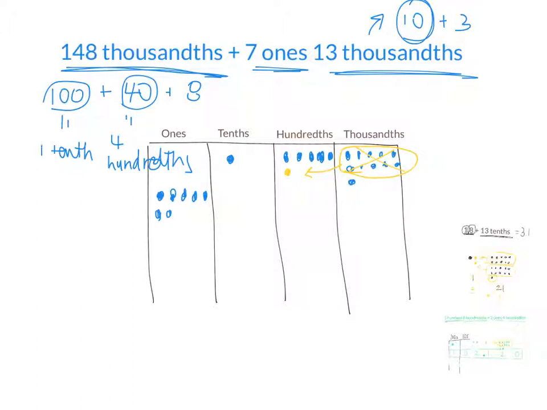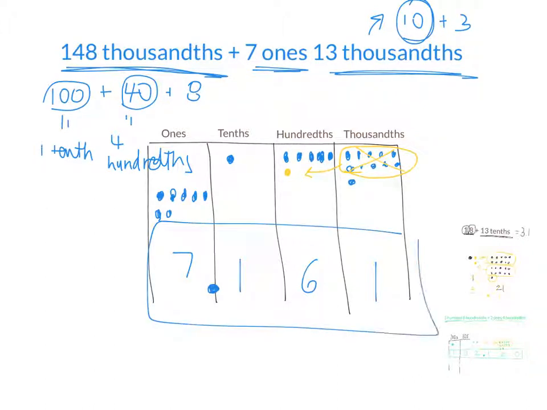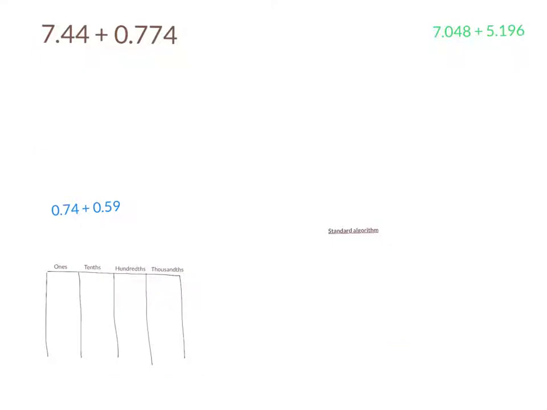How many dots do I have in the ones column? 7. How many dots do I have in the tenths column? 1. How many dots do I have in the hundredths column? And how many dots do I have in the thousands column? One. And I know my decimal point always goes between the ones and the tenths. So my answer is 7 and 161 thousandths.